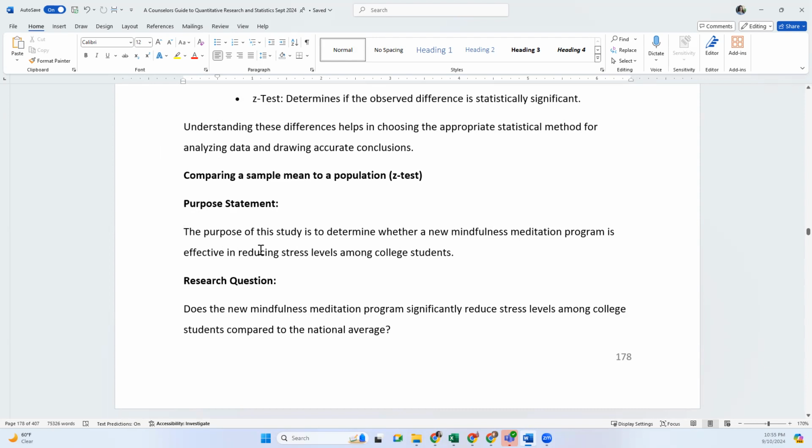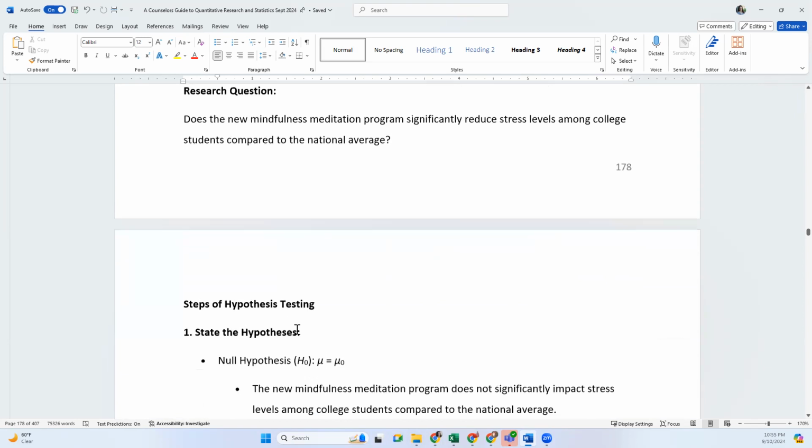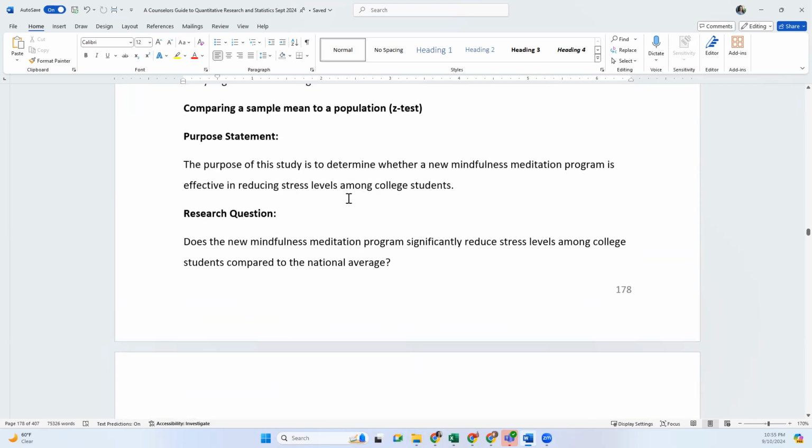I would say, okay, we'll just stick with this for now. The research question is, does the new mindfulness meditation significantly reduce stress levels among college students? And then we are going to set a hypothesis.